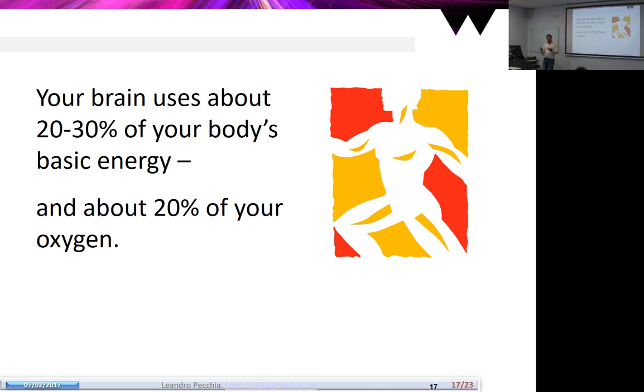Although the brain does not account for 20-30% of the mass of the body. So if you make the ratio of consumption over real mass, you have an index which is very high for the brain. If my brain is 5 kilos, 10 kilos, I don't know, it's 1 in 10 of my total body. So if you normalize this number, it's something like 50% of my consumption per unit of brain, per unit of mass.